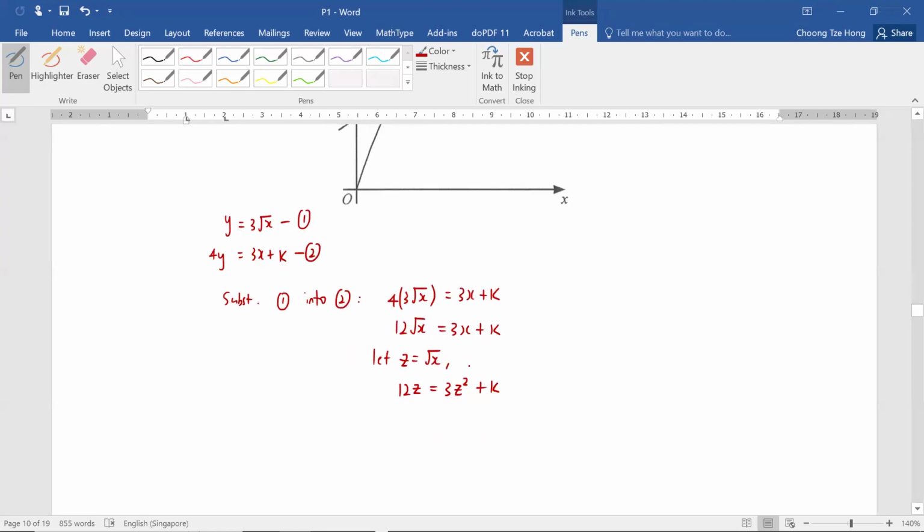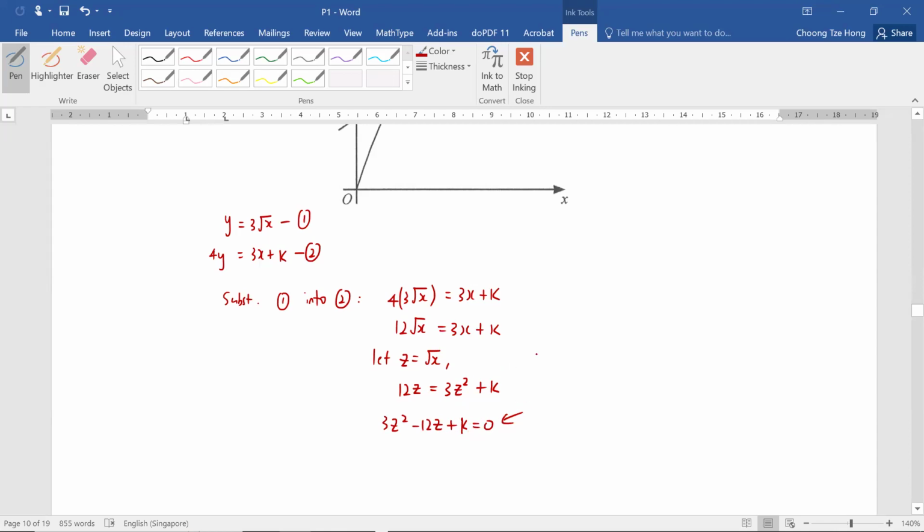Now this is also just a quadratic equation. We have a z to the power of 2 term, a z term and a constant term. So same thing, going to bring everything to one side. Now what we have is just a quadratic equation, right?